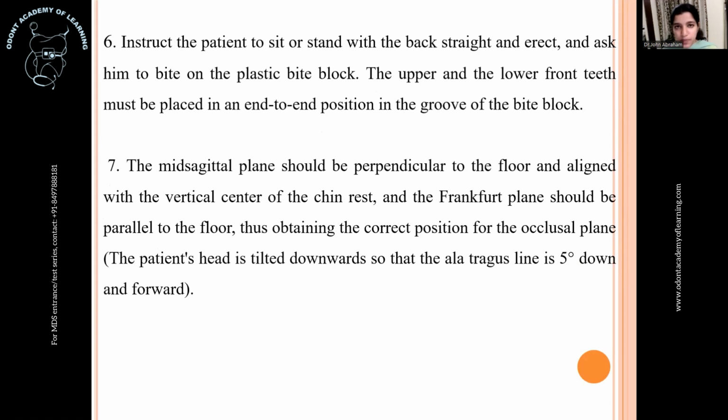It is being placed on the chin rest, and the patient is asked to bite on the bite block with the front tooth after standing erect, and asked to bite on the plastic block, that we have told. The upper and the lower front tooth region must be placed in an end-to-end position in the groove of the bite block. The mid-sagittal plane should be perpendicular to the floor and aligned with the vertical center of the chin rest, and the Frankfurt plane should be parallel to the floor.